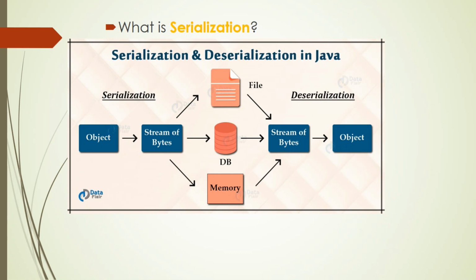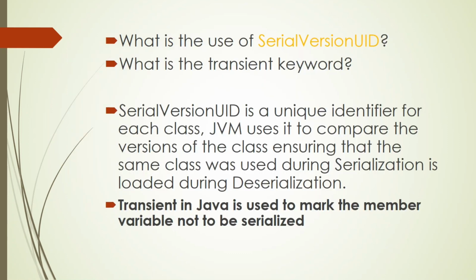And there are some important sub questions for serialization. Okay, like what is serial version UID? And what is the transient keyword? These two questions are related to serialization. What is serial version UID? Serial version UID is a unique identifier for each class. So the JVM uses it to compare the version of the class, ensuring that the same class that was used during serialization is loaded during deserialization. That means this is a kind of stamping, a unique number for each class. Okay, so suppose you have converted one class into a stream of bytes and you have saved it in a database.